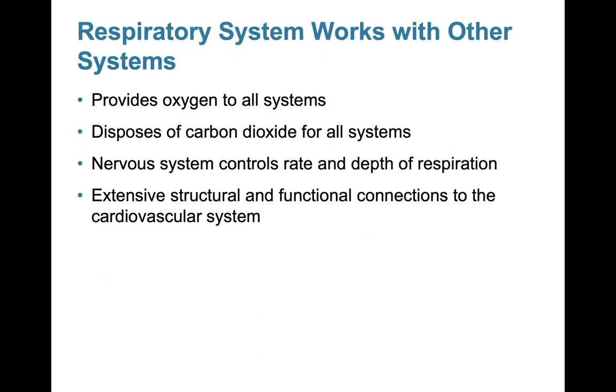The respiratory system does work with other systems. It provides oxygen to all systems in the body and disposes of CO2 for all systems. The nervous system controls the rate and depth of respiration, and extensive structural and functional connections to the cardiovascular system are required for the respiratory system to function properly. And that is it for this chapter.